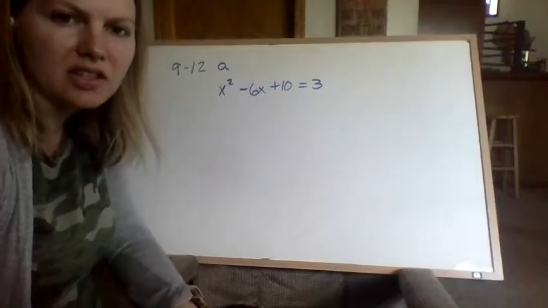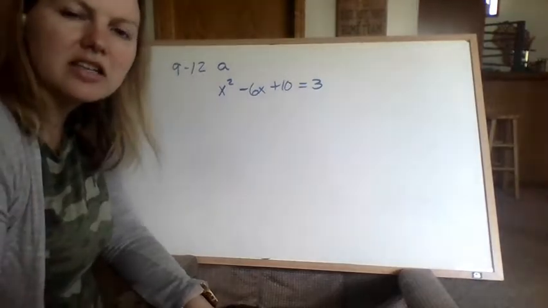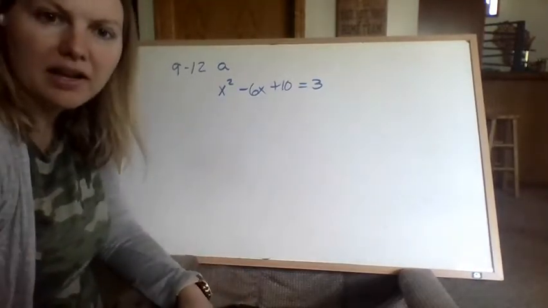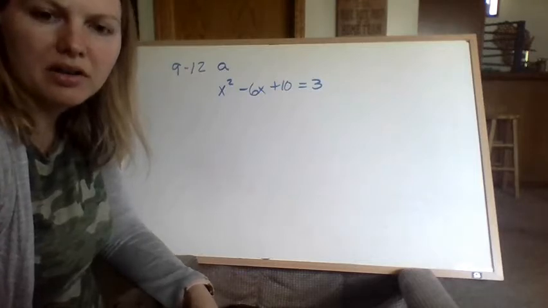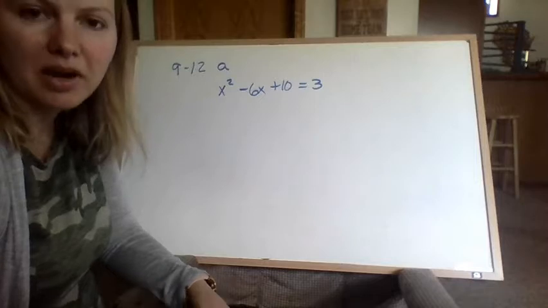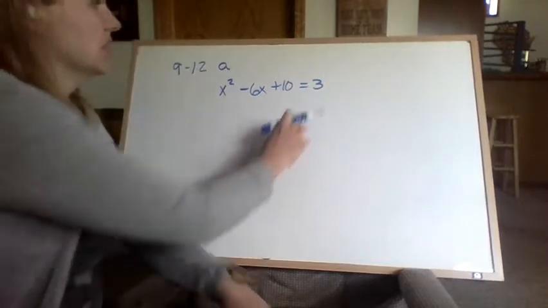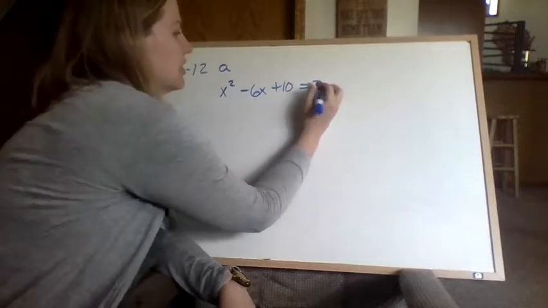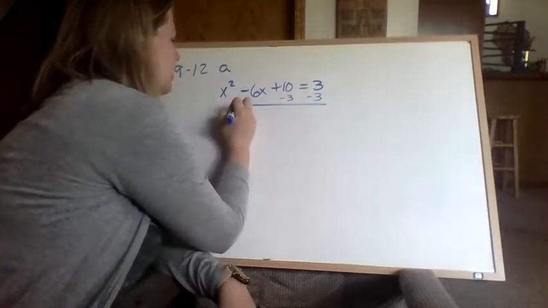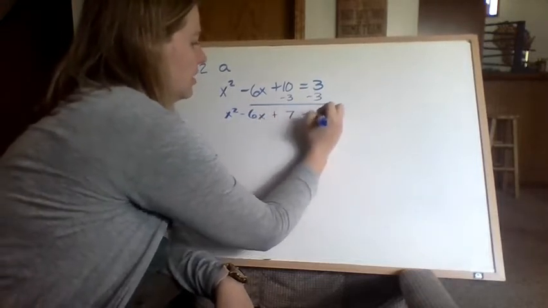So we're looking at 9-12 and we're looking to put this equation here, which is letter A, into perfect square form. So we want to start by solving for graphing form, or completing the square like you did in lesson 8-25. So first you need to make sure that this is equal to 0. So we're going to subtract 3 from both sides. And that leaves you with x squared minus 6x plus 7 equals 0.